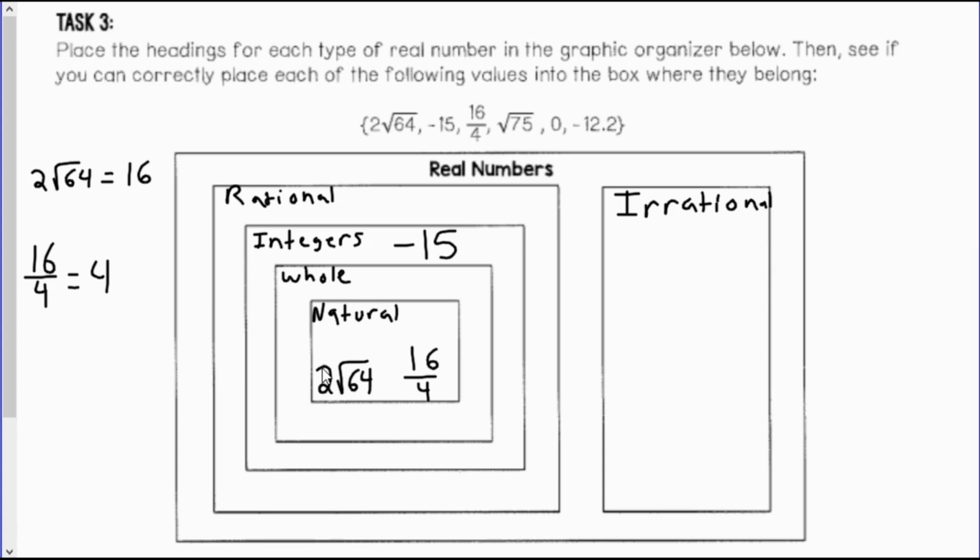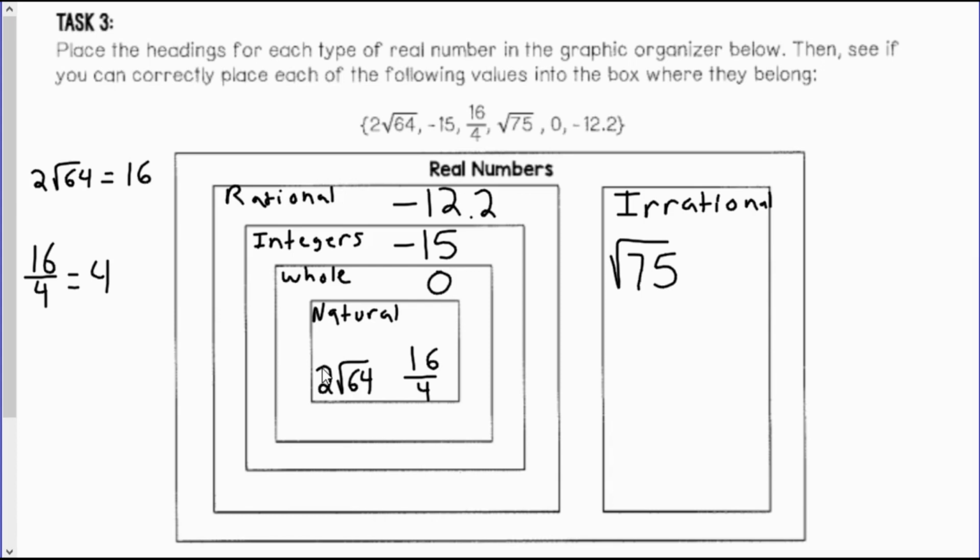My next number, root 75. I know any non-perfect square is irrational, so square root of 75 goes in the irrational box. My next number, 0, is a whole number that will go in my whole box. And my last number, negative 12.2, is a rational number because it's a decimal, and natural, whole, and integer numbers do not include decimals. And it's a terminating decimal, therefore it's rational.